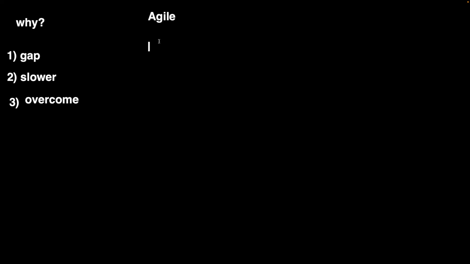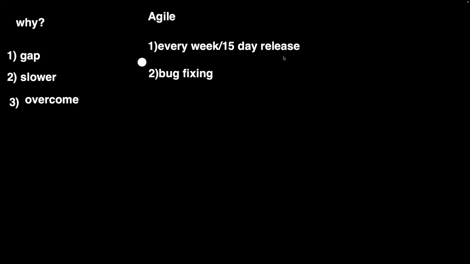In Agile methodology, every week, or every alternate week, there might be a release, right? Every week or every 15 days, there would be a release. Code is always ready and stable for release, right? And bug fixing became faster. How did bug fixing become faster? How is code released every week?